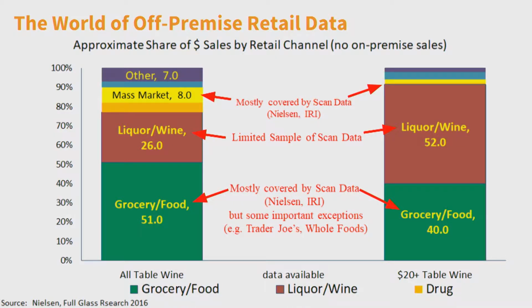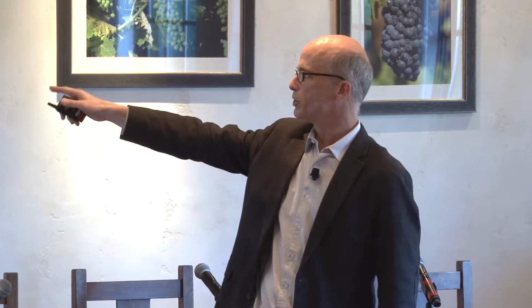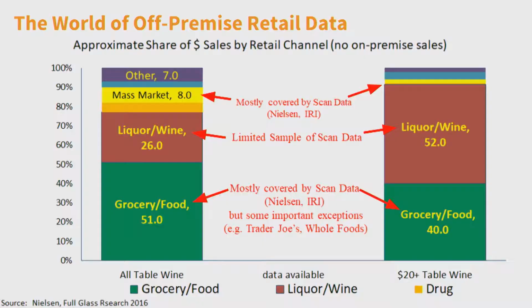And here's a quick map of the world of off-premise retail data in the wine category. The bottom green section here is grocery foods, percentage of dollar sales, share of dollar sales for all table wine on the left and for table wine over $20 on the right. And so you can see that the proportion that's covered by scan data drops off, with the exception of places like Trader Joe's or Whole Foods and some others. It drops off over $20, whereas the liquor wine, which has limited coverage with scan data, expands greatly once you go above $20. Same phenomenon with mass market, which is mostly covered by scan data quite well. So you're looking at two different universes there data-wise.